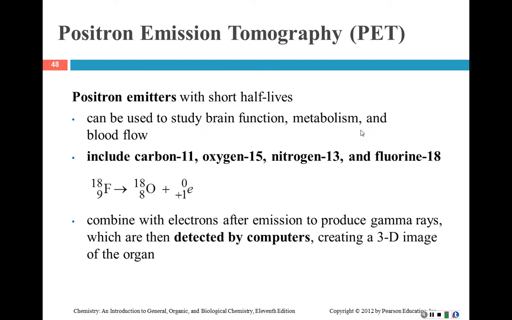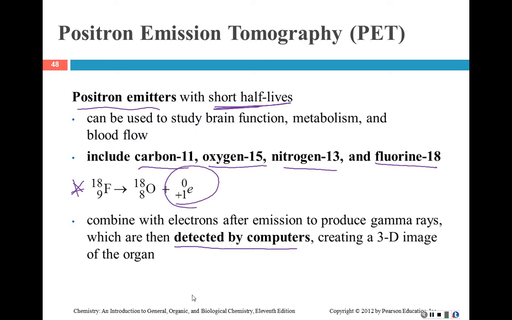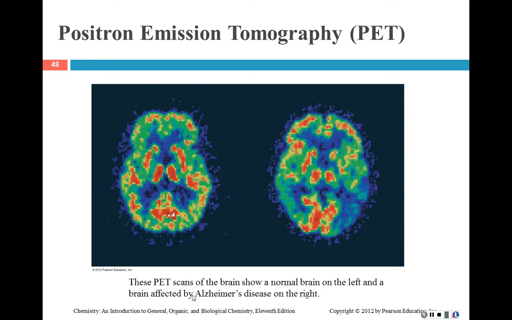Positron emission tomography, or a PET scan, is where they use positron emitters that have, of course, short half-lives for brain metabolism, blood flow through the heart. You can use carbon, oxygen, nitrogen, and even fluorine for this. And here's the example of fluorine as it's emitting the positrons. Basically, the positrons will combine with the electrons and produce the gamma rays, and then they are detected by the computers, and you get this great 3D image of a PET scan.